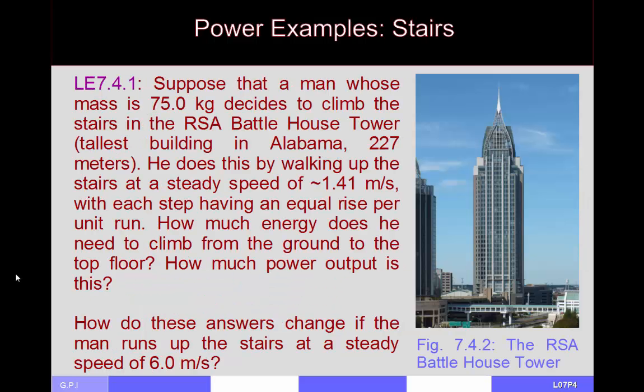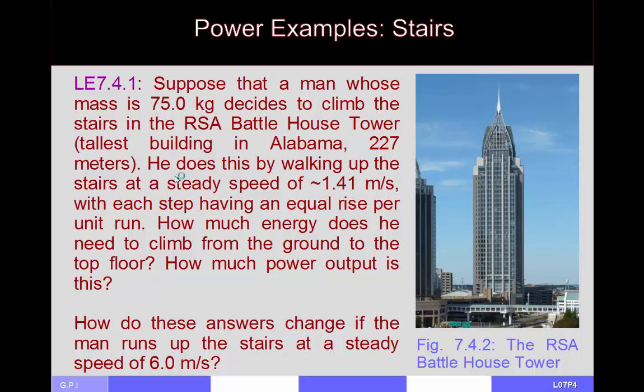All right, let's go and do some examples at this point. So this right here is a picture of the RSA Battle House Tower. It's basically the tallest building in Alabama. It's located out in Mobile. And so let's say that you wanted to climb the RSA Battle House Tower. So you've got a guy with a 70 kilogram mass. He's going to try to climb this thing. The total height from ground to top floor, I had to look up, is about 227 meters.